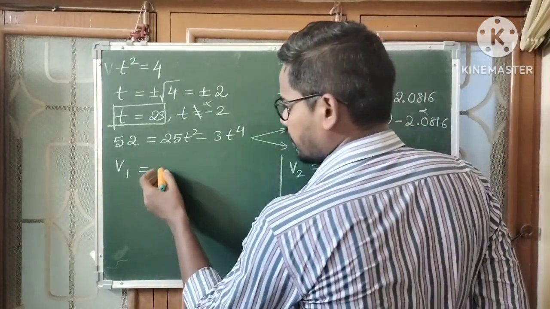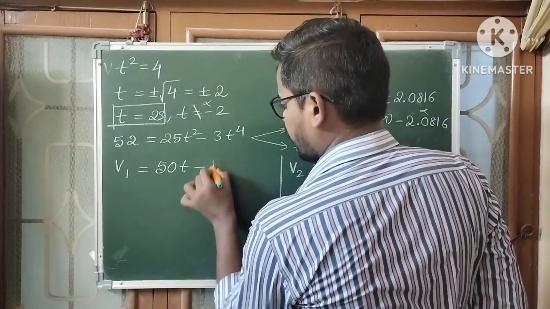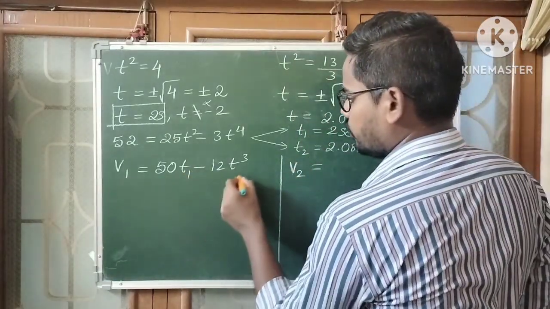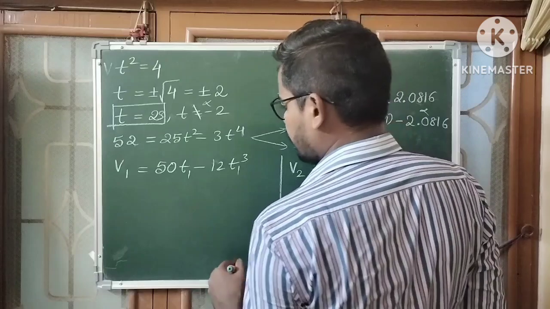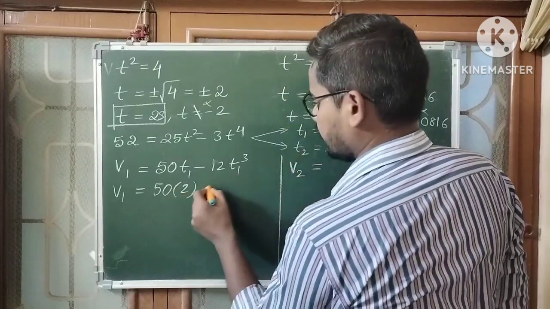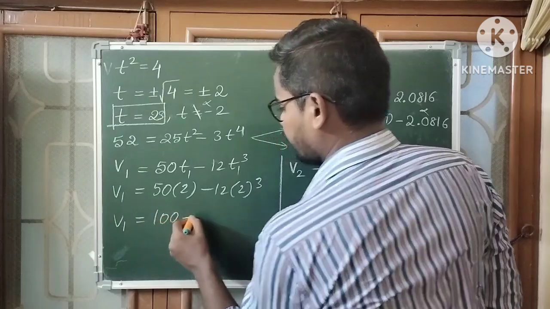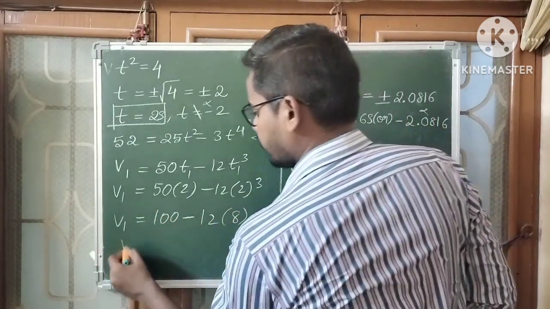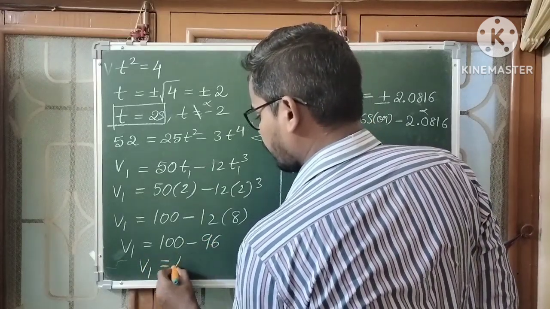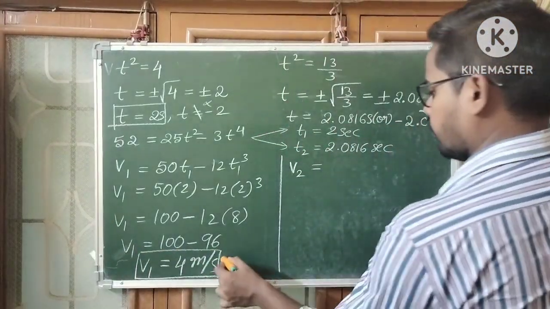So we have the velocity equation. v1 is equal to what? 50t minus 12t cube. So here we consider t1. So it is obviously 50t1 minus 12 t1 whole cube. Now v1 is equal to, what is t1? t1 is equal to 2 seconds, so 50 into 2 minus 12 into 2 cube. Now v1 is equal to 100 minus 12 into 8, since 2 cube is 8. 12 into 8 is 96. So v1 is equal to 100 minus 96, which is 4. So 4 meter per second.